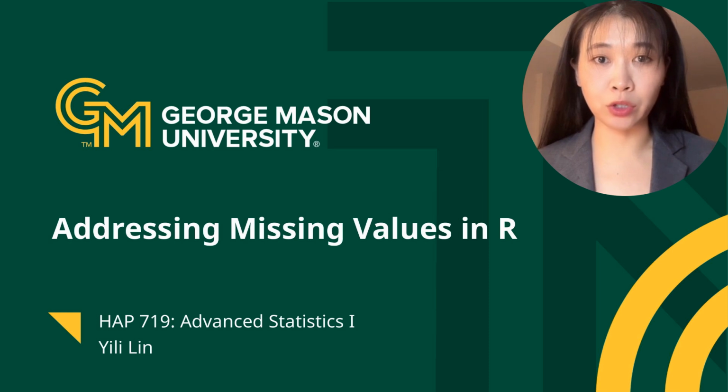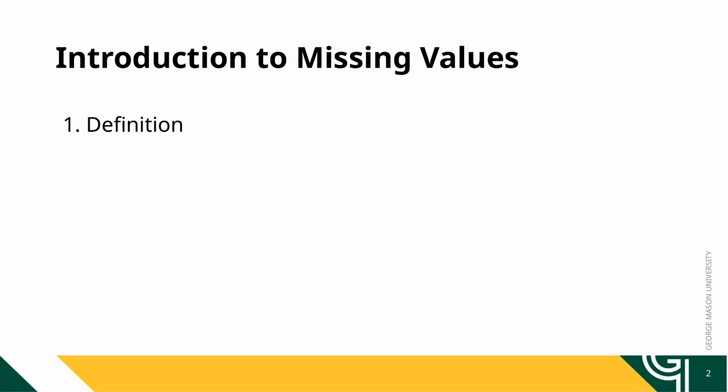Today, I'll be introducing you to addressing missing values in R. Missing values occur when data points are absent from a dataset, either because they were not collected, lost, or unavailable during data collection. In R, missing values are represented by NA.